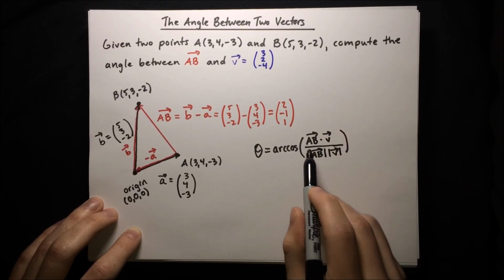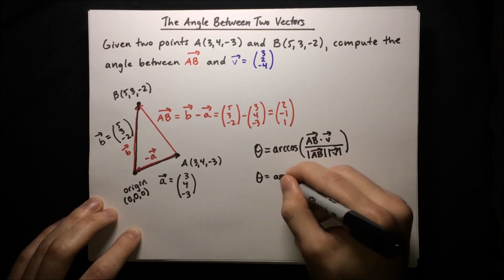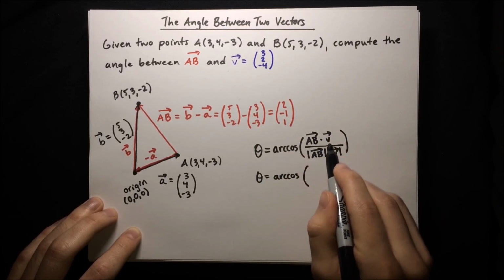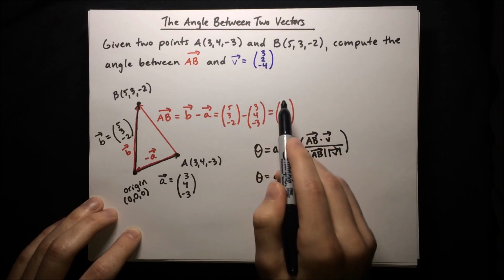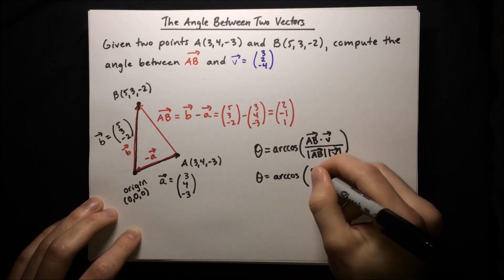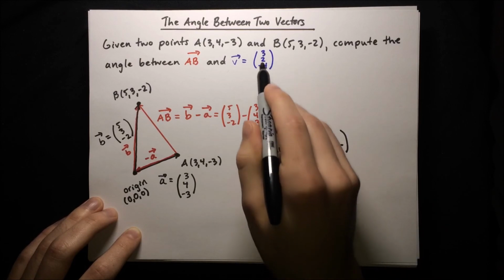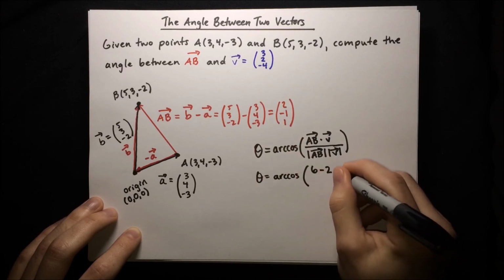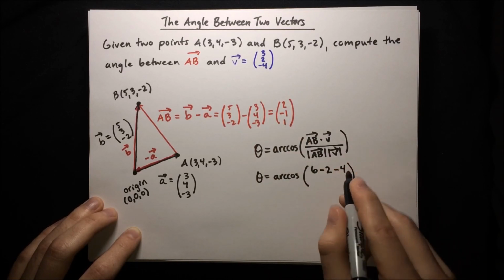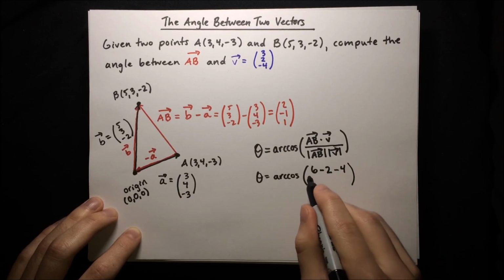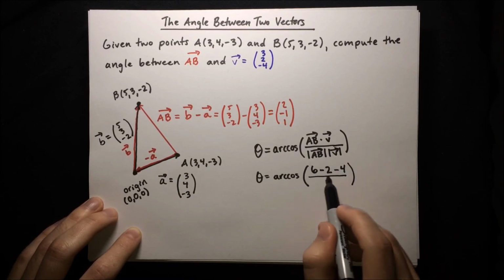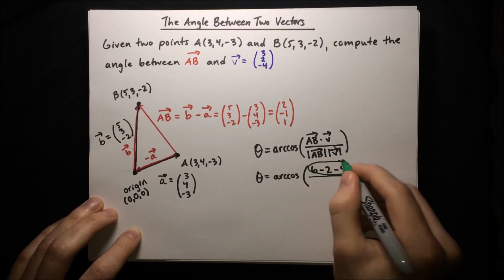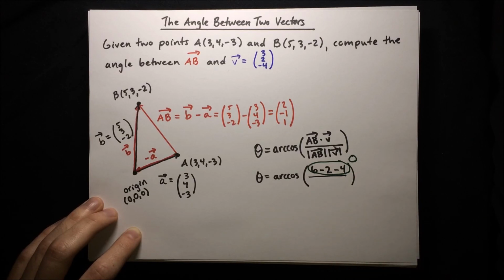Okay, so let's go ahead and plug this in. Theta equals arc cosine. AB dot V, that's just multiplying the components and adding: 2 times 3 is 6, and then negative 1 times 2 is negative 2, and then 1 times negative 4 is minus 4, and we're really just about done here. We don't even have to compute the magnitudes because look at this top here. 6 minus 2 minus 4, that all goes to 0. So it really doesn't matter what the magnitudes are.